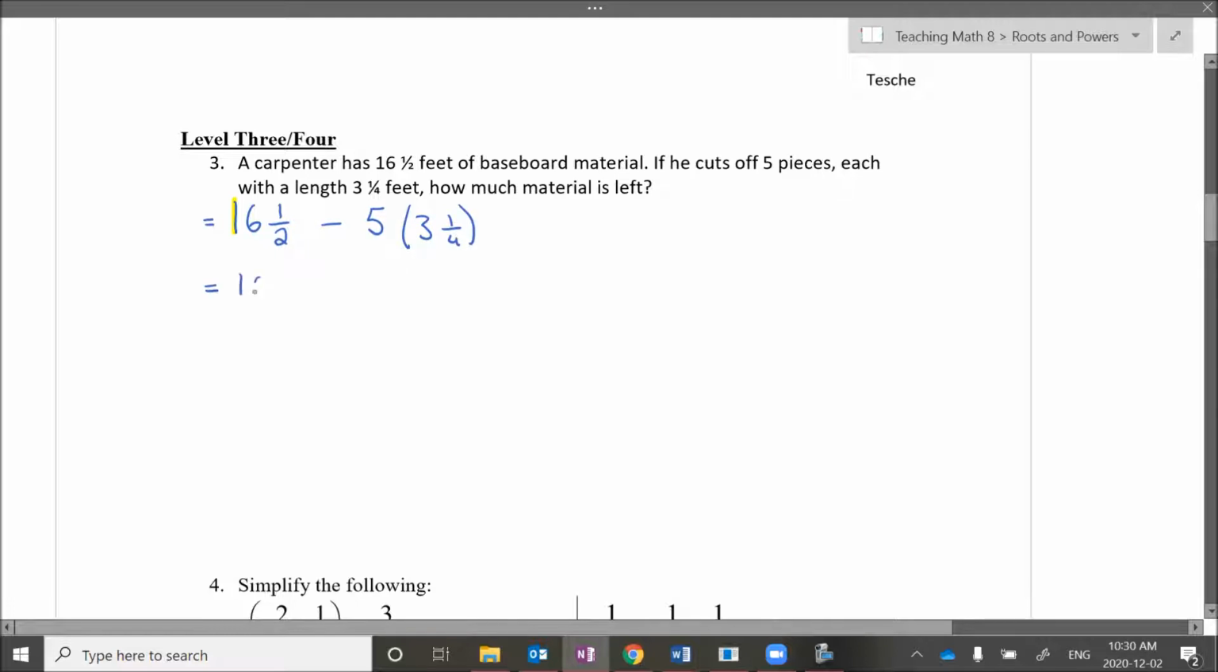So from here, if I go to solve this, first step is to convert my 3¼ to improper, so that's going to be 13/4. If you didn't know what 5 times 13 is, you always can figure that out. 5 times 3 is 15, 5 times 1 is 5, carry that 1, so I get to add that, so I get 65.